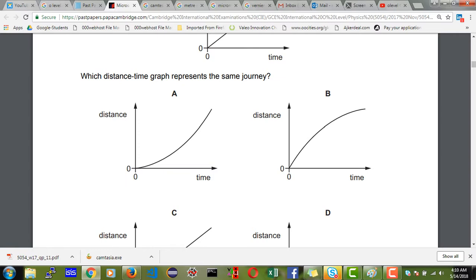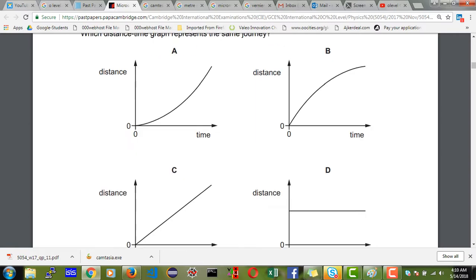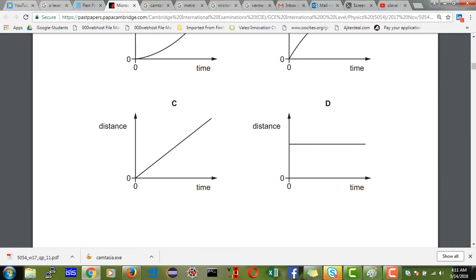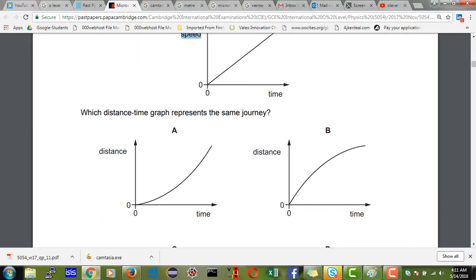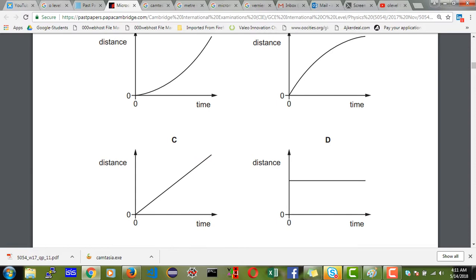Here, the time is increasing, but the distance is increasing, and the rate of increase is decreasing. And here is the distance time graph for a constant speed, and this can be omitted. This can also be omitted because the distance is fixed, so actually the object is not moving at all. So the answer will be A or B. We will select A because the distance is increasing with time.